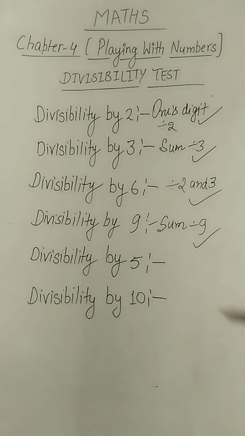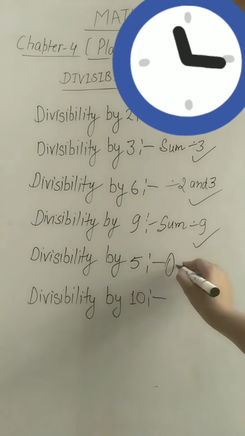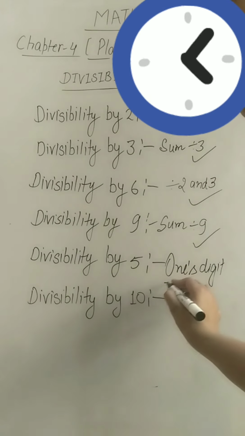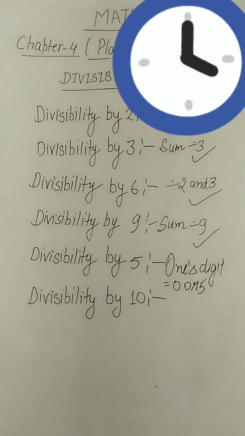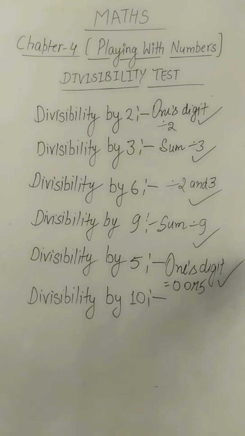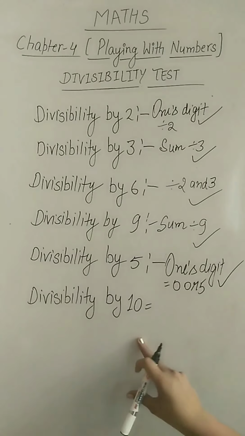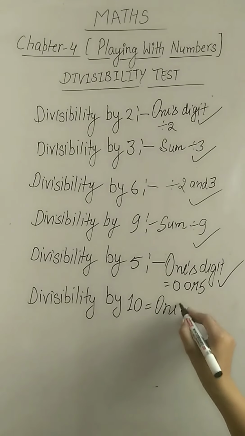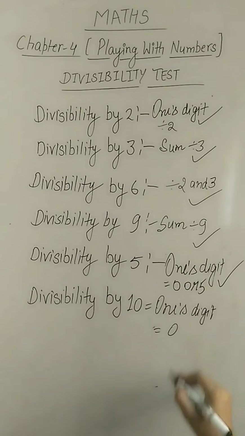Okay, now divisibility by 5. So students, here we have to check the ones digit. If the ones digit is 0 or 5, that means the number will be divisible by 5. And in divisibility by 10, we have to check the ones digit here too. That means if the ones digit is 0, the number will be divisible by 10.